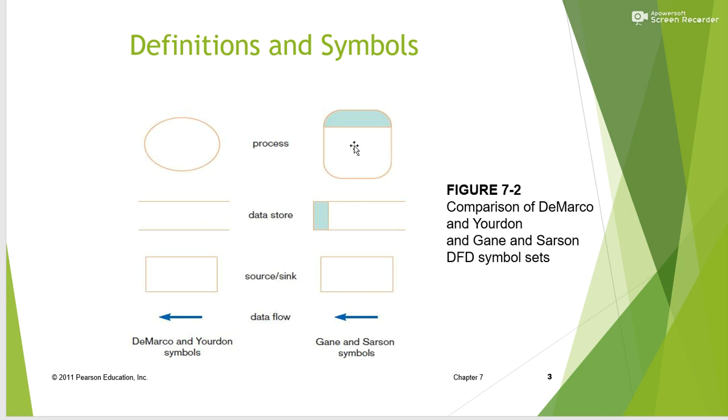The process symbol is the one which deals with any action or any task in the system. Data store represents those entities or those storage points where the data will be stored. Source and sinks are basically the points of input and output. Those entities are actors that will give input to the system and those who will receive output from the system. It can be one person at the same time as well.